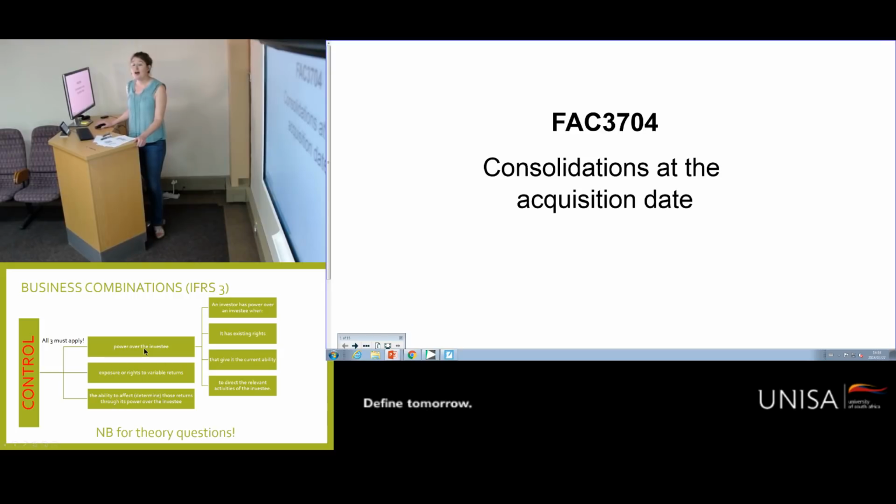Now, what is power? IFRS 3 gives us the definition of power. An investor has power over an investee when it has existing rights that give it the current ability to direct the relevant activities of the investee. So if you meet all three of these, you will have power over the investee. Then, if in addition to power, you have exposure or rights to variable returns, and you have the ability to change, determine, affect those returns through your power. If you have all three of those, then you have control.